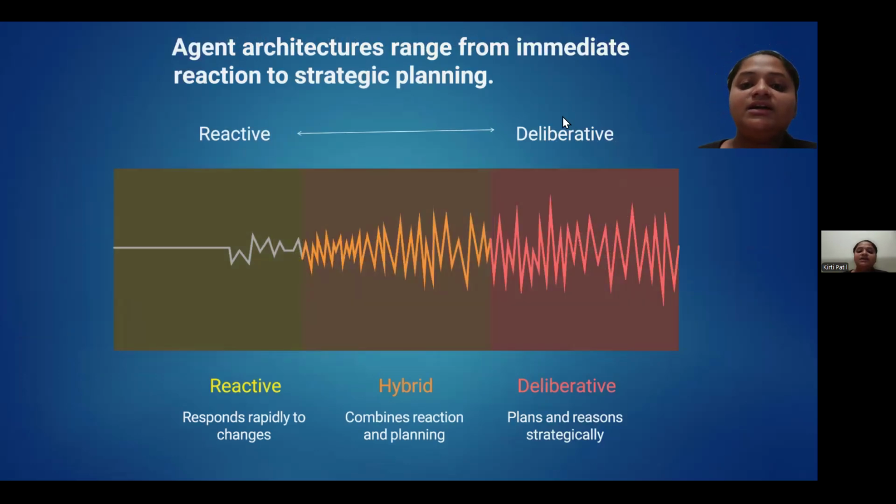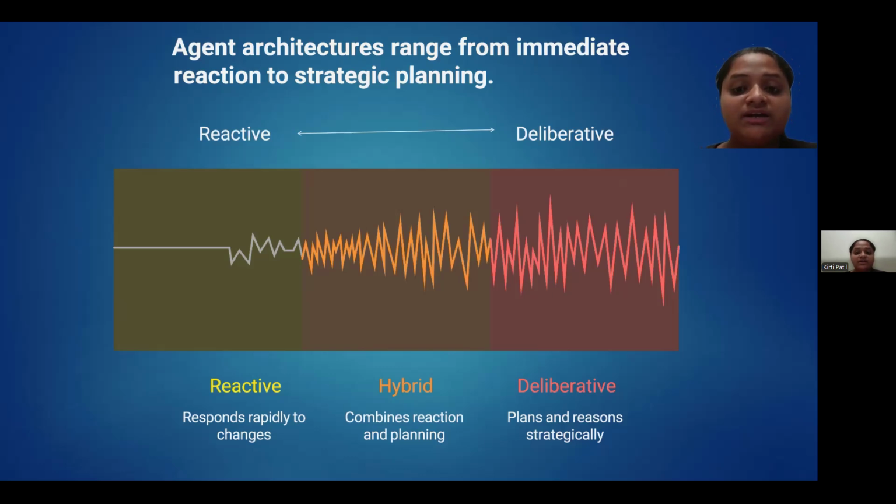The agent architectures range from immediate reaction to strategic planning. It goes from reactive to deliberative, and in the middle, it has hybrid. Agent architectures range from immediate reaction through strategic planning, that is deliberative, with hybrid models in the middle. This spectrum enables selection of the best model based on the complexity and demands of the task.